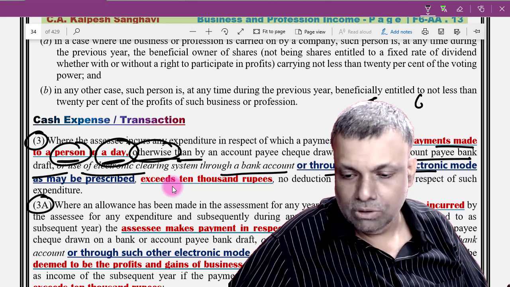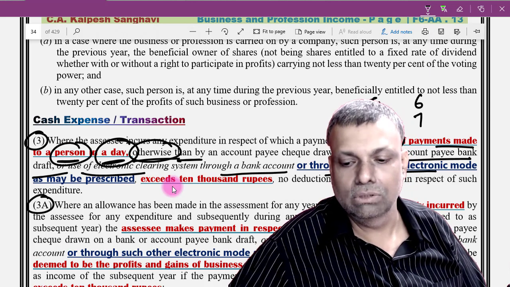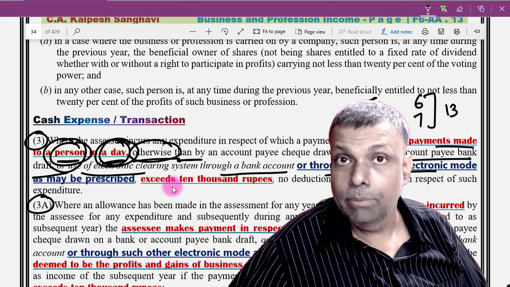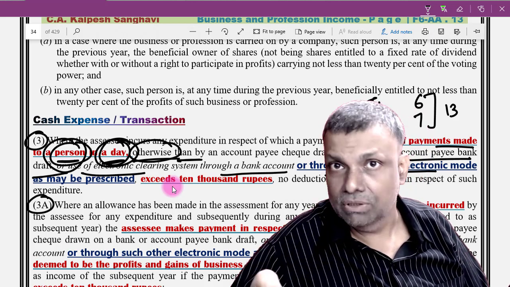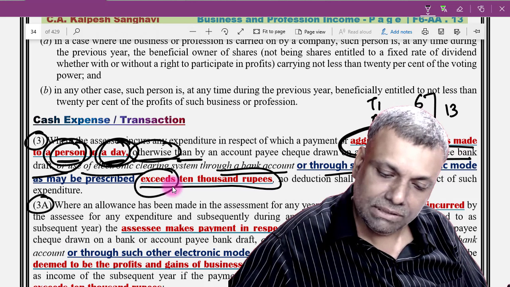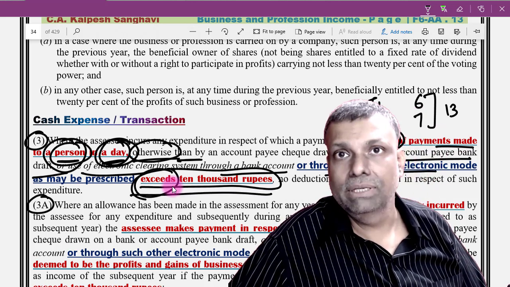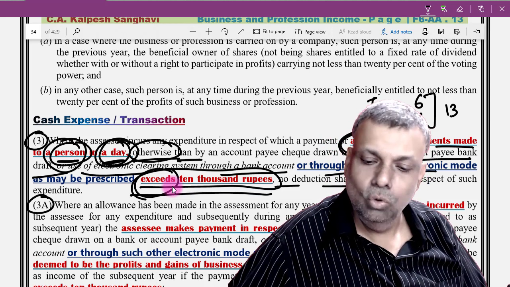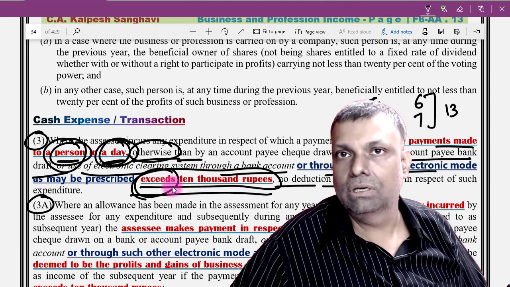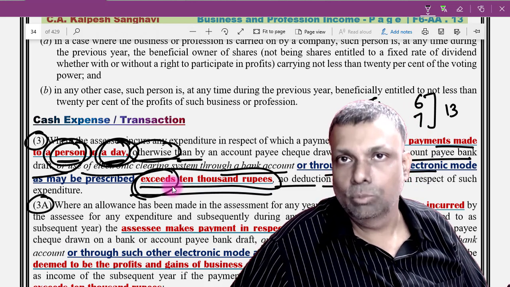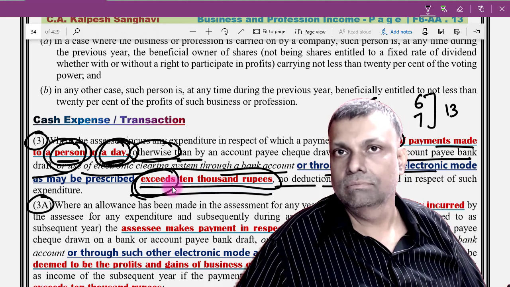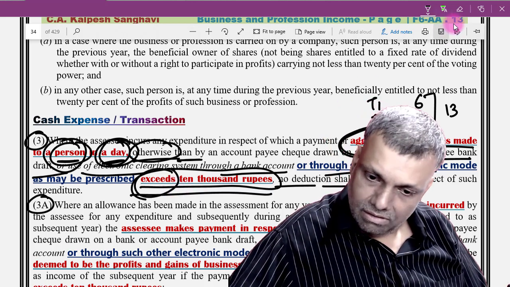So if you have transaction 1, supposing 6,000, and transaction 2, say for example 7,000 in the same day, the total is 13,000. So aggregate payment per day and to the same person. And if it crosses the limit of 10,000 rupees, if it exceeds 10,000 rupees, then it shall not be allowed. No deduction shall be allowed in respect of such expenditure. So the cash expenditure exceeding a limit of 10,000 rupees will not be allowed to you as deduction. Is that absolutely clear? But that is the first point.